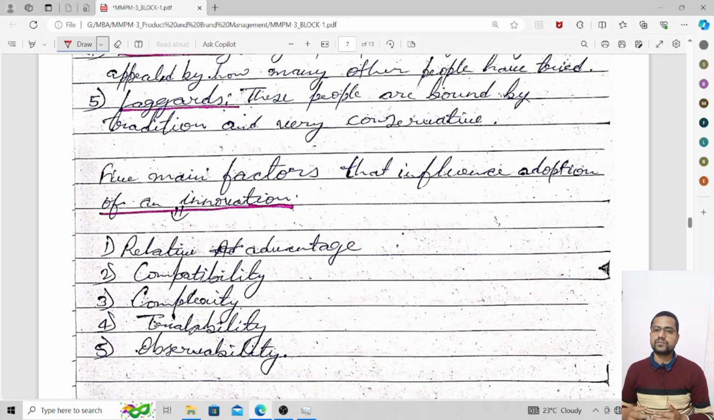Then observability means whether it is possible to observe the innovation or not. If it is observable, or you can say whether we can observe it in a better way, then it is easier to adopt the new innovation. Okay, that's all about the product life cycle.